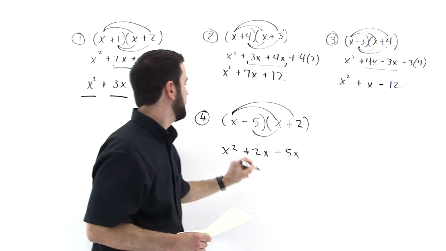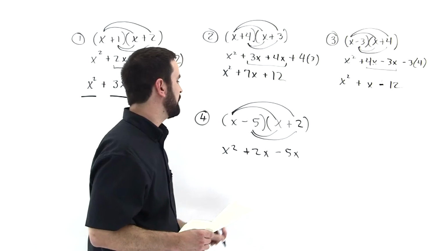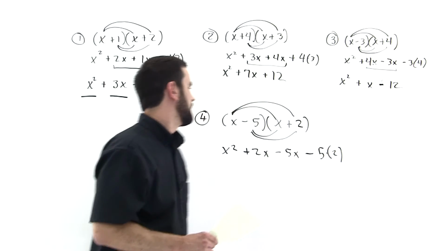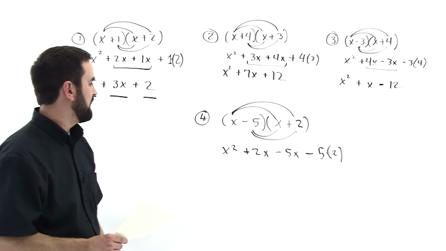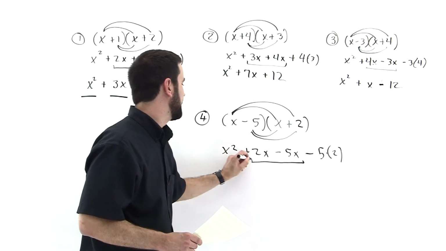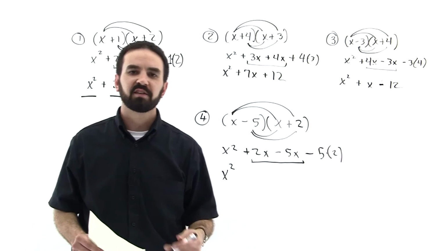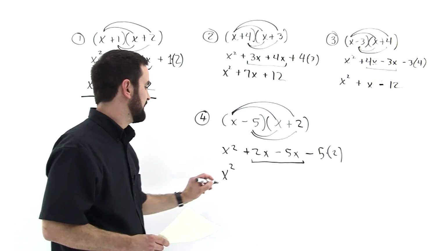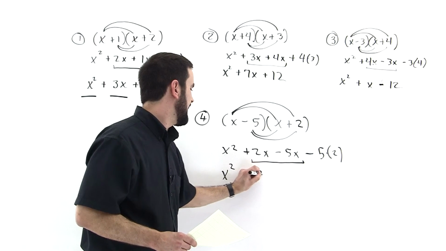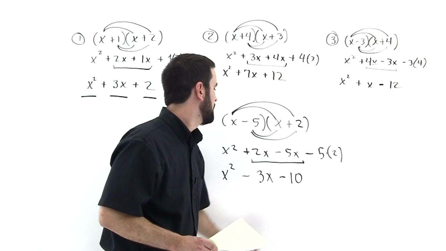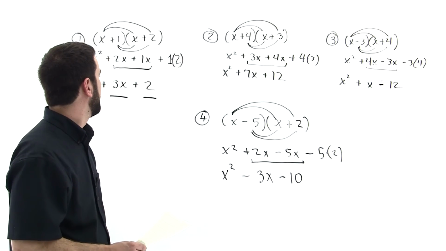And then negative 5 times positive 2. So we have minus 5 times 2, like that. All right, so this is x squared. We can combine these two because they are of like powers. 2x minus 5x is equal to negative 3x. So this is negative 3x and then minus 10, like so, right?